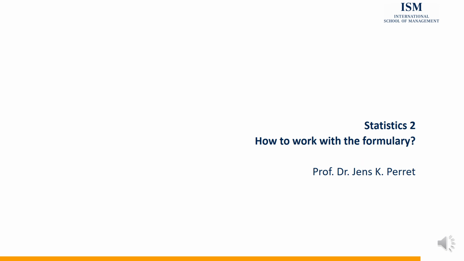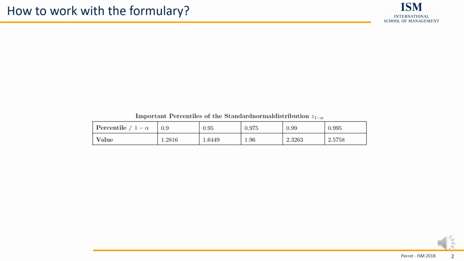Welcome to another unit on how to work with the formulary in Statistics 2. In this context, I want to talk about the tables we find in the end of the formulary and how to use them. Well, the first table we see is this table on the percentiles or quantiles of the standard normal distribution. Here, the first row actually lists the values for 1 minus alpha.